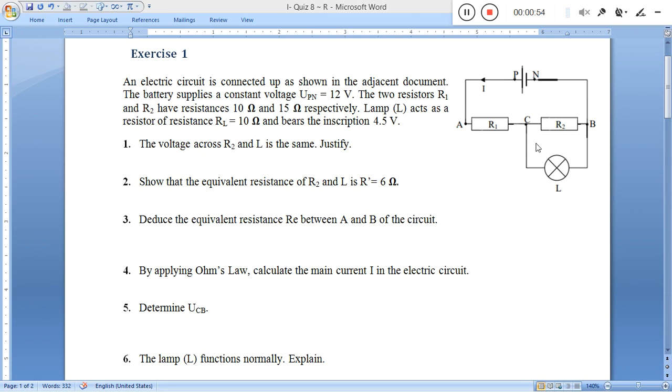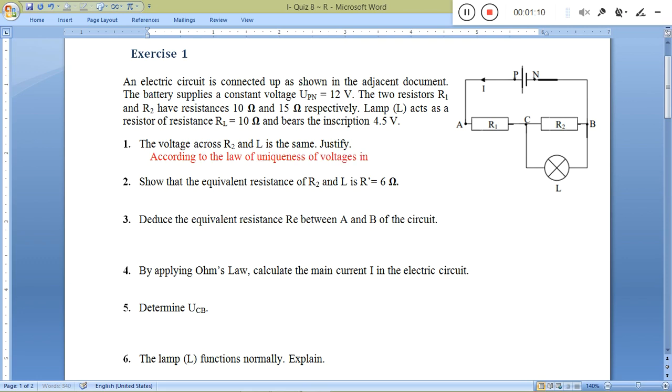The voltage across R2 and L is the same. Why? Since they are connected in parallel, according to the law of uniqueness of voltages in parallel, U of the lamp is equal to the voltage of R2. Okay, so show that the equivalent resistance of R2 and L, considering L as a resistor, R prime, is equal to 6 ohms.